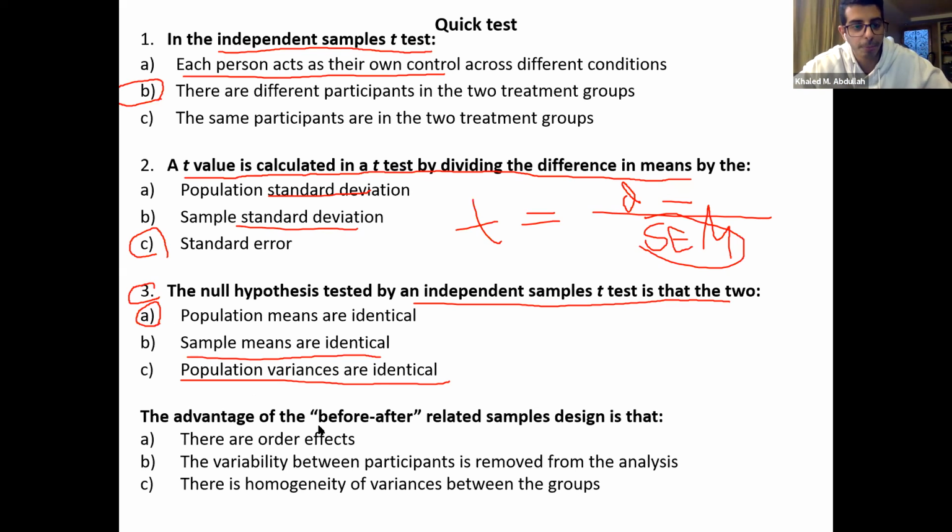The advantage of before-after effects. Now remember that order effects are a disadvantage, right? We don't like, what about dependent samples? Do you mean question 4, or what do you mean, Osama? Which question do you mean? Question 3. Yeah, even dependent samples.